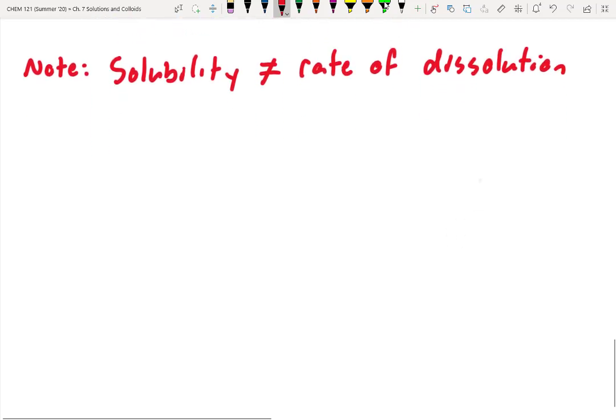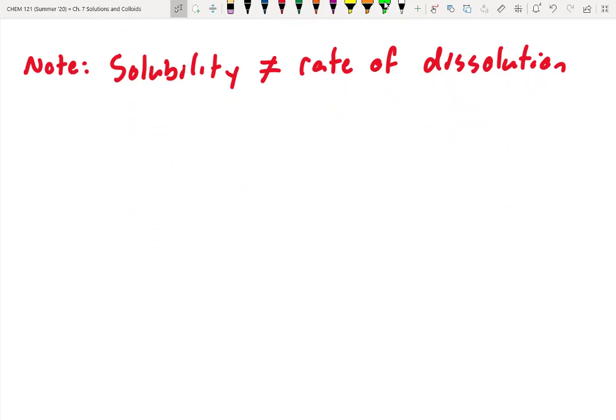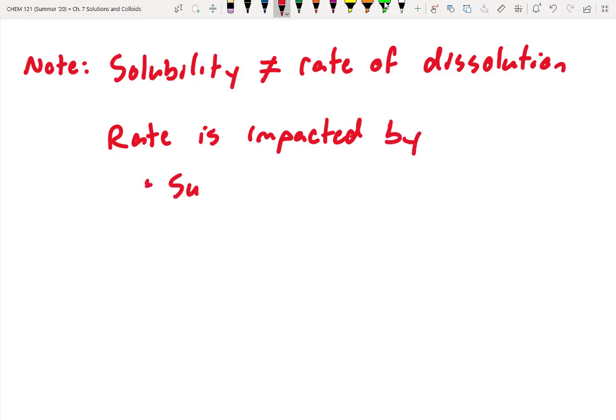So just because something dissolves slowly doesn't mean that it's not soluble, right? In this case, the rate is impacted by a few things. The first is surface area. So you may notice if you, let's say, get big granular sugar, it doesn't dissolve as readily as something like the ultra fine sugar that you use while baking.